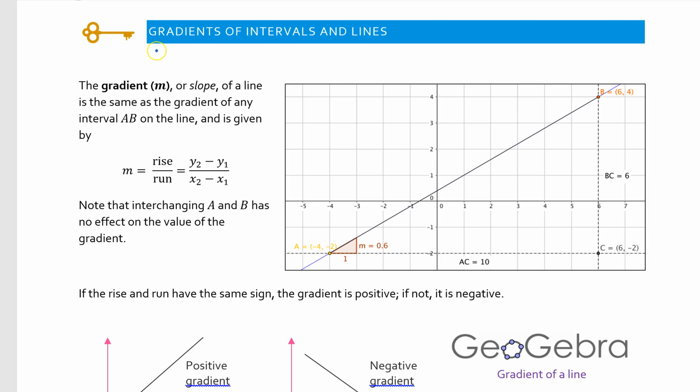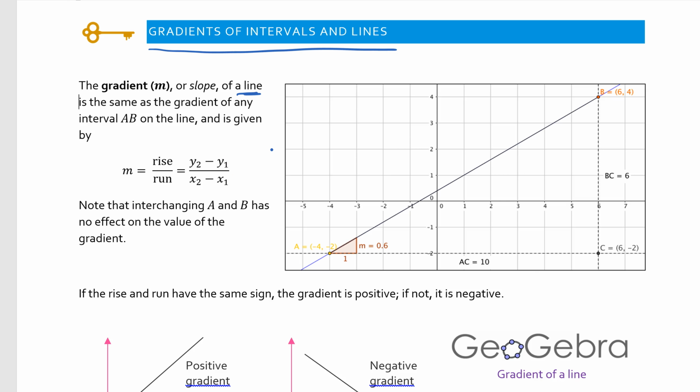Hello mathematicians, we're now going to have a look at gradients of intervals and lines, and this should be something you're very comfortable with. So we know that the gradient or the slope of a line, as long as it's a straight line, is the same as the gradient of any interval on the line. And it's calculated by rise over run, and we know that it's really just a special application of Pythagoras in a sense, again. And the formula is y2 minus y1 over x2 minus x1.